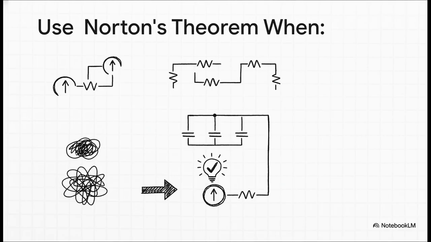Norton is your absolute best friend when your circuit is full of things in parallel, or when it has a bunch of current sources. Think about it. The Norton circuit itself is parallel, so adding more parallel loads is super easy. And if you're trying to find the current in a branch, well, thinking in terms of current sources and current division often makes the math way, way simpler.